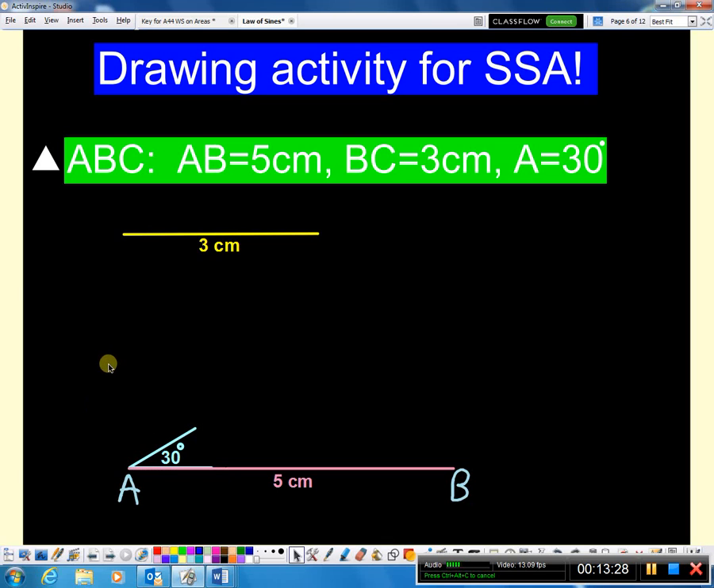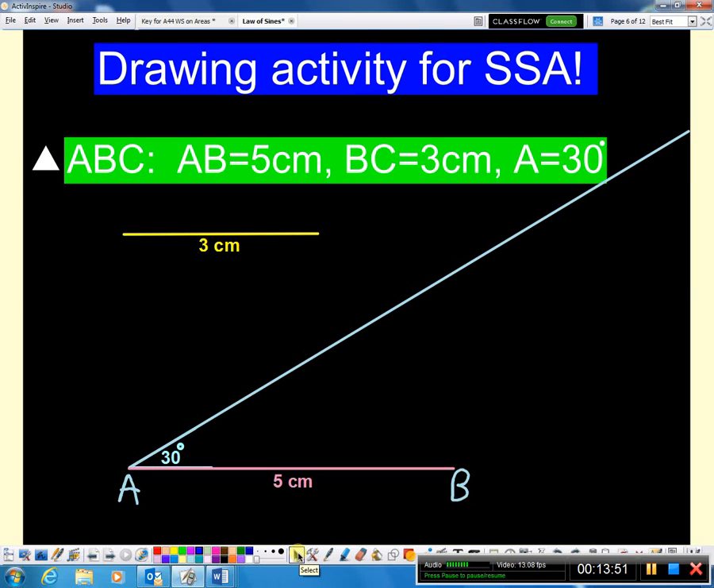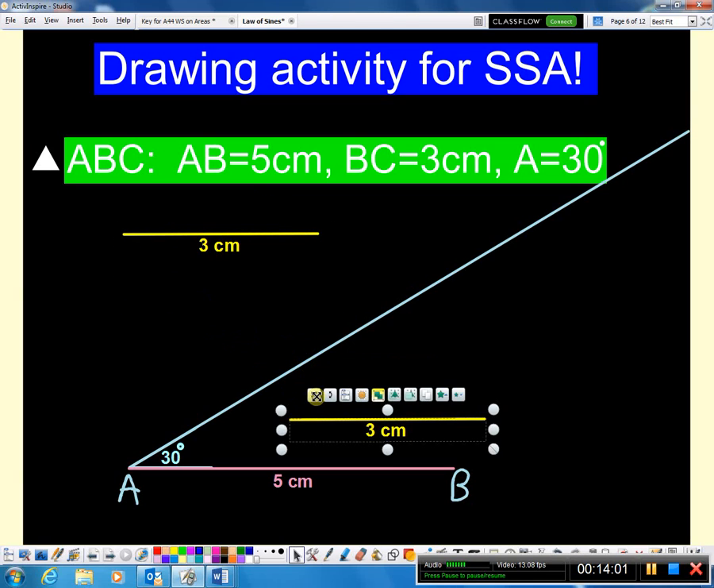Now, one thing I need to do, because I don't know how long side AC should be, I'm going to extend this side A a long, long way. And I'm going to pull some kind of tricks. Normally I would do this with a compass and a ruler, but I don't have that option right now. I'm trying to show you this. So I am going to actually reproduce this, and then I need to show you that there are two ways for me to complete the triangle.